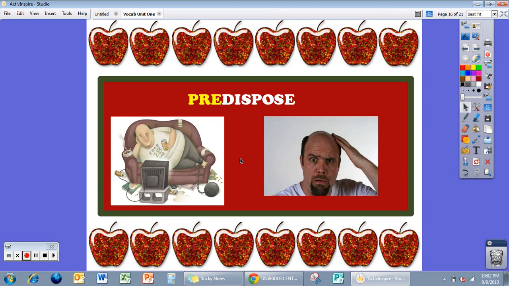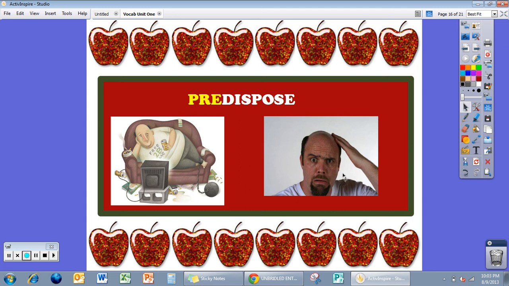What predispose means is that you are, for whatever reason, just leaning towards a certain behavior, a certain outcome, and in a lot of ways it's hard for you to prevent that outcome. So for example, over here we have this guy, it looks like he's predisposed to be laying on the couch and being a couch potato and being fat and whatever, but he says he's free to be me. So we don't know if he's chosen that or if he's predisposed to that.